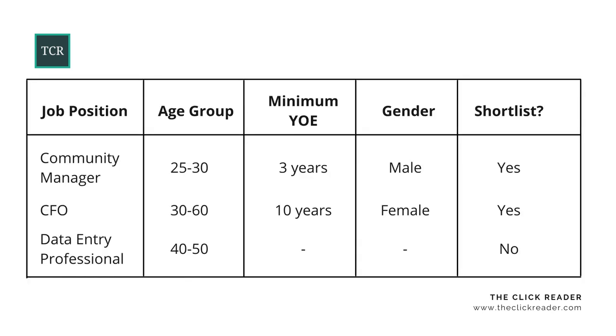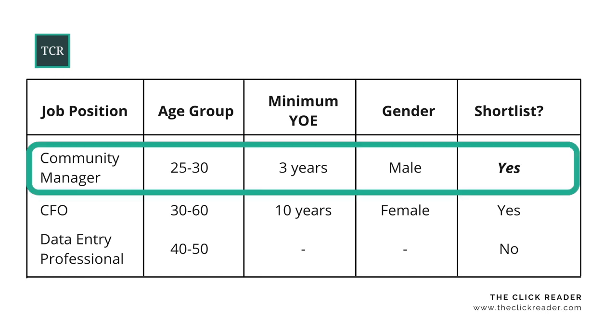So here in this table, you can see a bunch of rules set out for different job positions. This particular rule over here specifies that a candidate should be shortlisted for an interview if the candidate is applying for the community manager position, is a male and is in the age group of 25 to 30 and has a minimum of 3 years of experience.